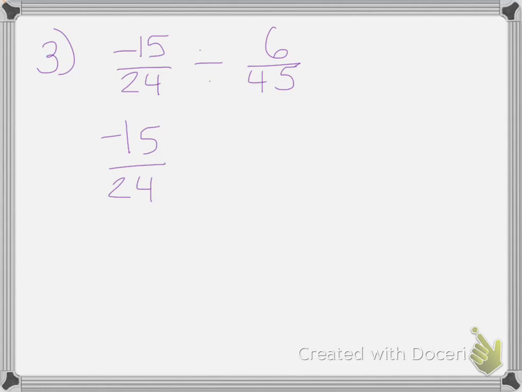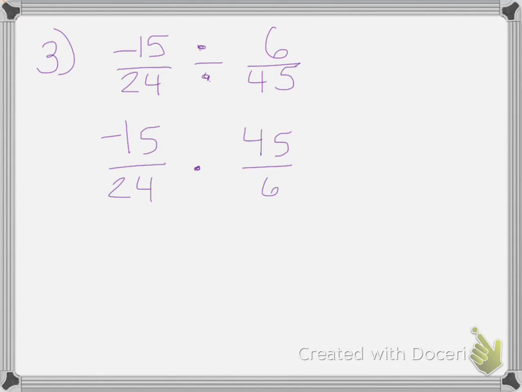Alright, so for number 3, you've got negative 15 over 24 divided by 6 over 45. These numbers might look eerily familiar. So when you do this, you're going to do negative 15 over 24, and then you're going to flip the second fraction, so it's 45 over 6, and then change the division to be multiplication. So keep, flip, change.